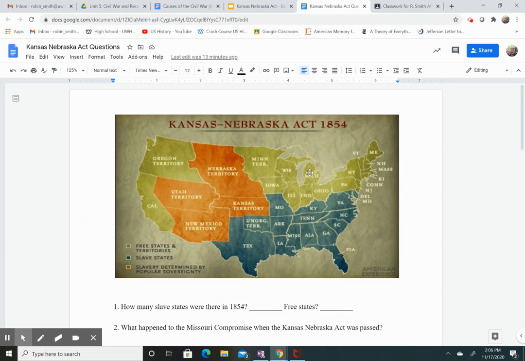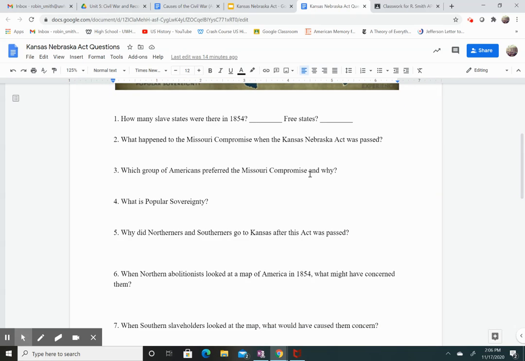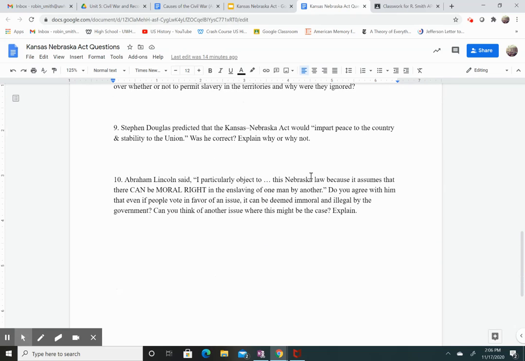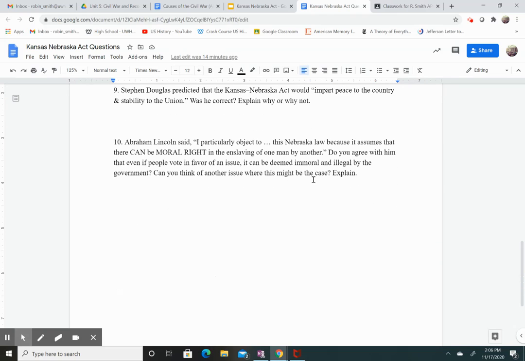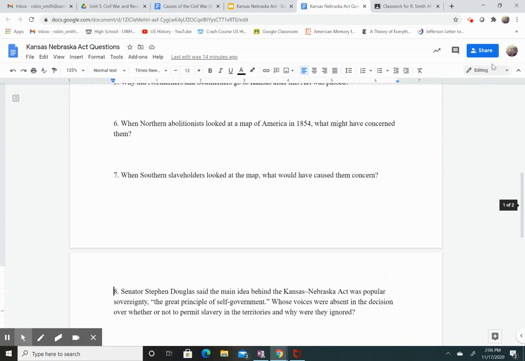The other thing you're going to complete today is using this map and the information you know about the Kansas-Nebraska Act. You're going to complete some questions about that. The last question is kind of your opinion, but some of these other ones we'll go through and talk about some of the events surrounding the Kansas-Nebraska Act and the ideas that were involved in it. So if you have questions as you're doing this, just let me know.